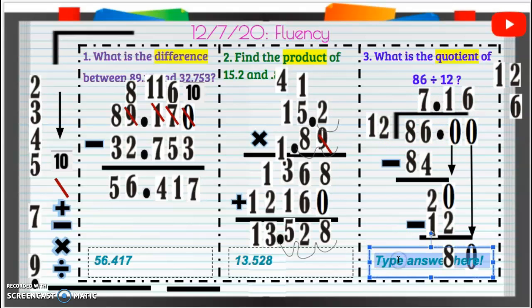And it can go on and on and on. But we are going to stop at that second decimal place. Or if you want to, you can leave it as 7 with a remainder of 2. 7 remainder 2. And that's going to be it for your fluency.